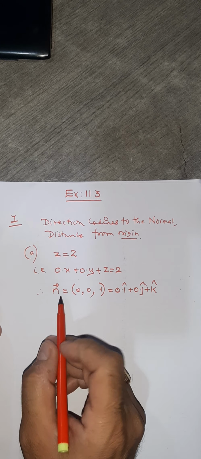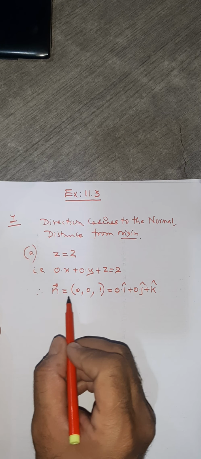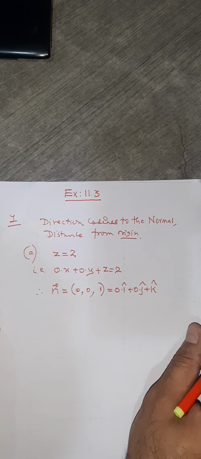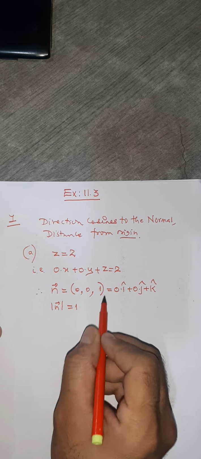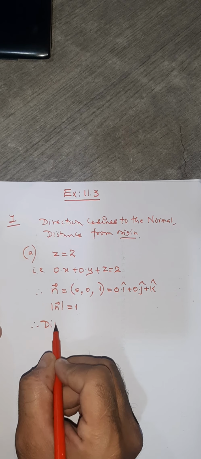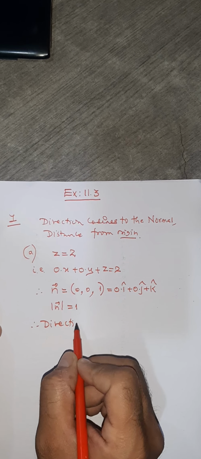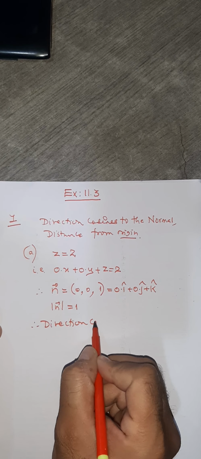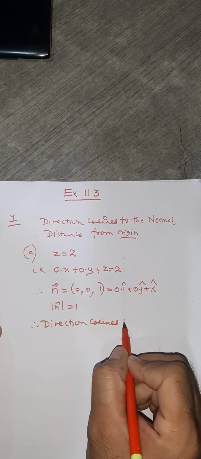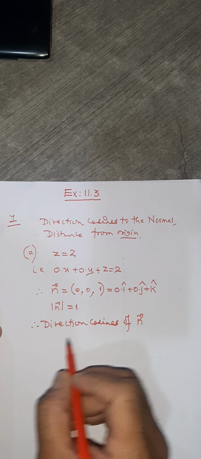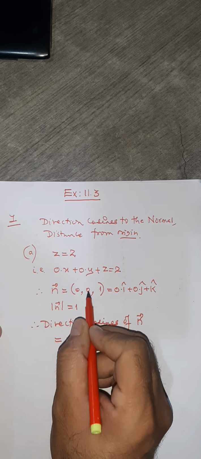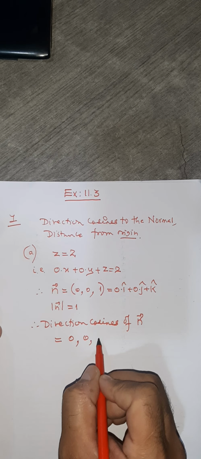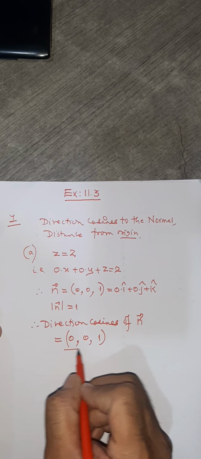Now you are asked for direction cosines. This is indirectly the unit vector, if you remember. So let's find its magnitude. It has to be 1. So therefore the direction cosines of the normal, the vector n, will be 0 upon 1 which is 0, comma 0 upon 1 which is 0, and 1 upon 1 which is 1.